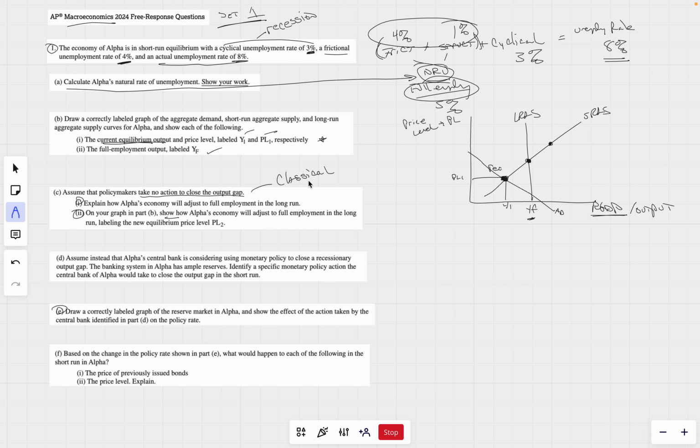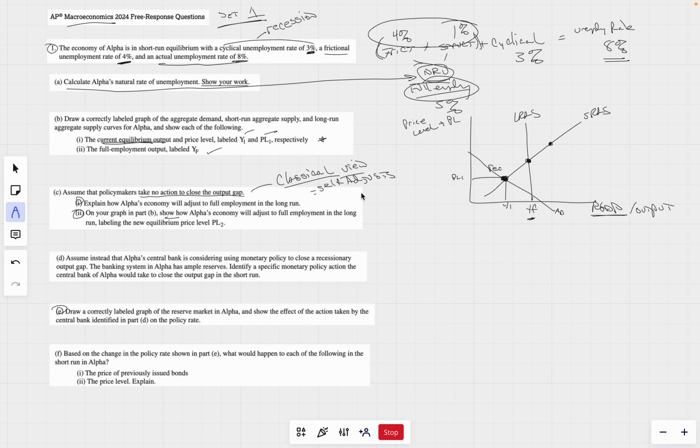This is a classical view. This is the understanding that if there's no fiscal, no monetary policy, what happens? In essence, the economy, what we could call, self-adjusts. There's a lot of ways they could ask this, mostly on multiple choice questions, but we do see it on FRQs.